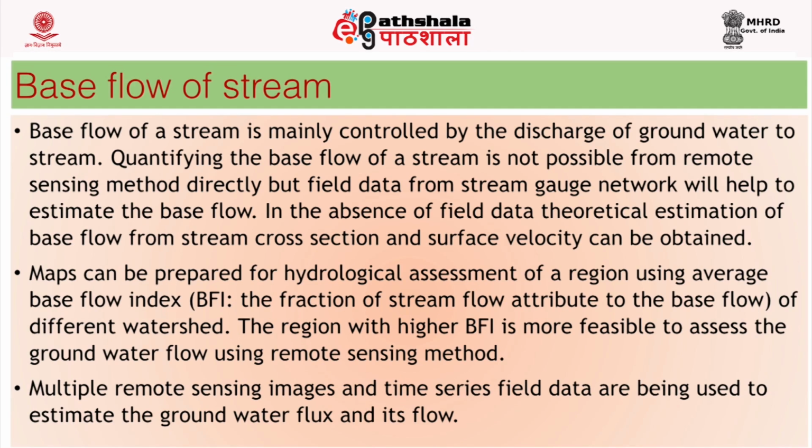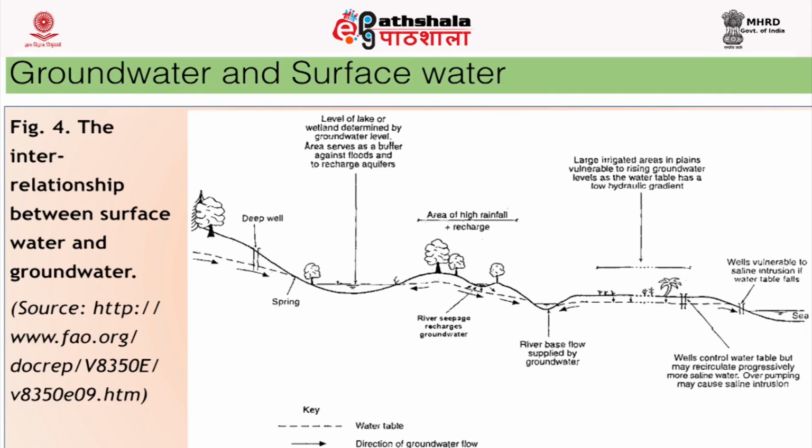Multiple remote sensing images and time series field data are being used to estimate the groundwater flux and its flow. From this diagram, we can see the interrelationship between surface water and groundwater. Here you can see the groundwater, wherever it intersects the land surface, there we will see the surface water bodies.